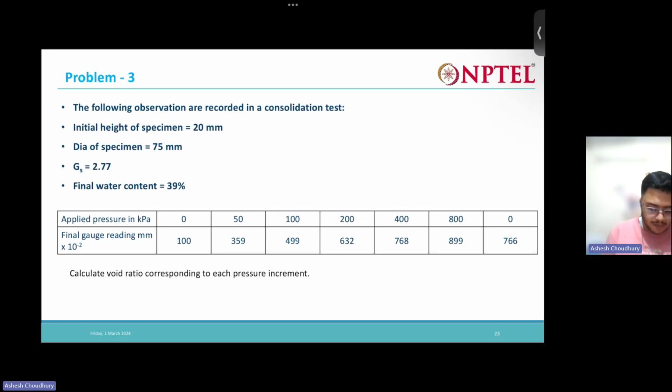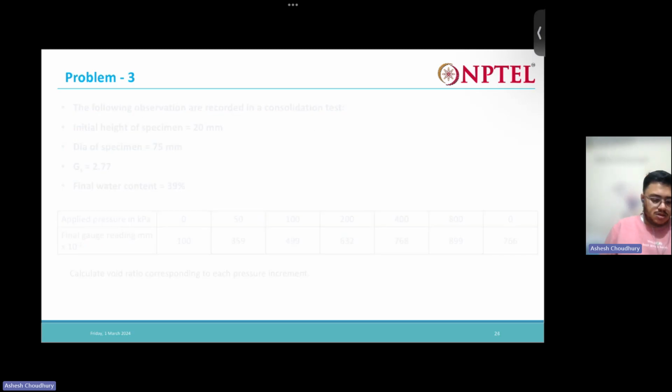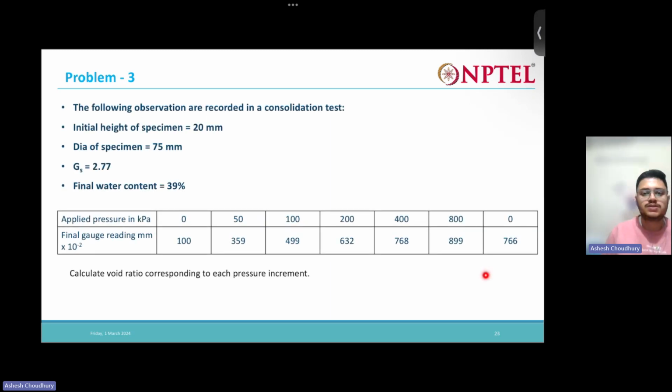Now let us come to the main problems dealing with consolidation. Please go through the problem once, see if you can understand. See whatever is given here, just try to go through the problem once.